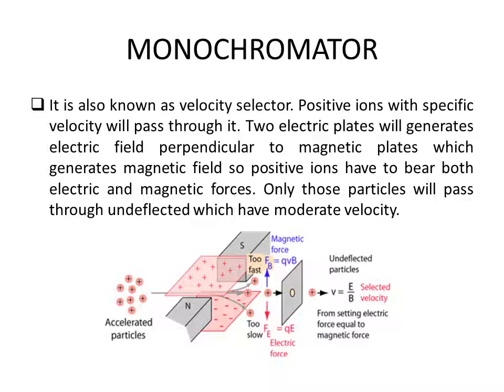Now as shown in the diagram, the positive ions are moving through the magnetic field as well as the electric field, which are held perpendicular to each other. As a result, the moderate velocity ions will pass through it.